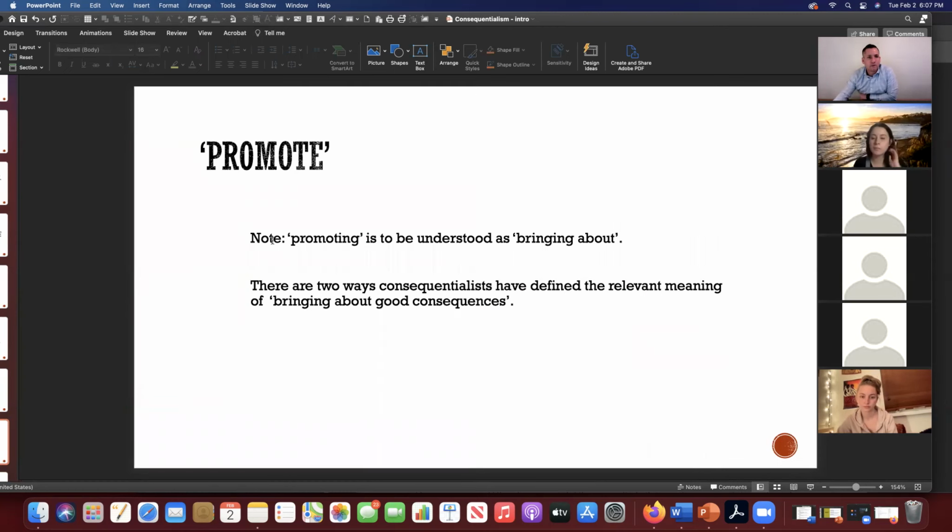Okay. So promoting is to be understood in terms of bringing about. Not just trying to bring about, but bringing about. Okay. So, promoting something might have different meanings. So I'm trying to just get clear as to what the relevance of promoting is. So kind of bringing about, making the case, something like that. And there are two ways consequentialists have defined the relevant meaning of quote unquote bringing about good consequences.